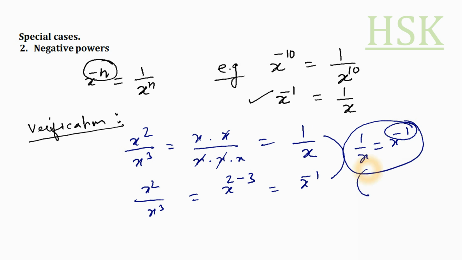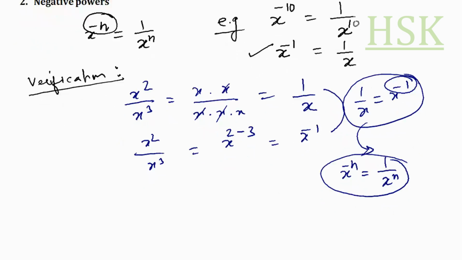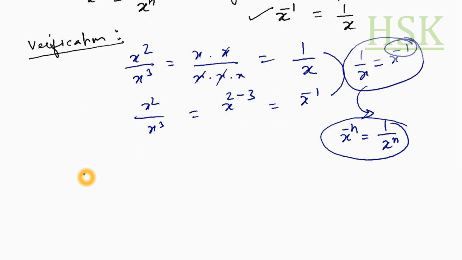So this result is valid for x to the power of minus 1. This can be checked for any other number. So this would be true for all negative indices. Hence x to the power of minus n can be safely taken as equal to 1 upon x to the power of n.